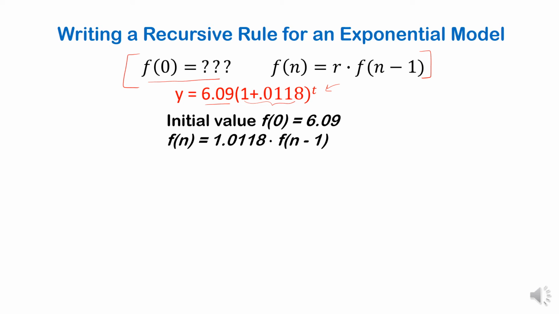Now, the second part, you need to understand that this is not the rate of change, it is the common ratio. Okay, and the common ratio is everything that's inside here. So it would be that whole thing. And then this part never changes, it's always times f(n-1). So this is what you have to do to get the recursive rule for any problem.